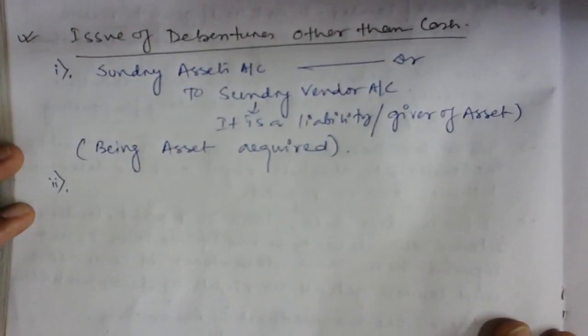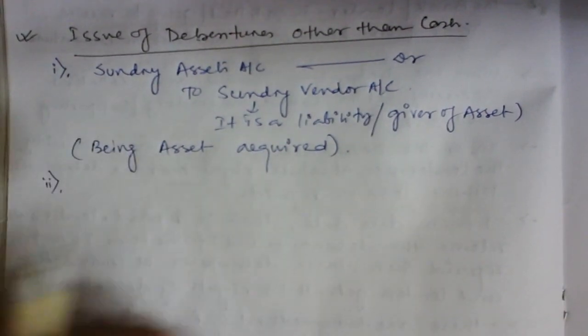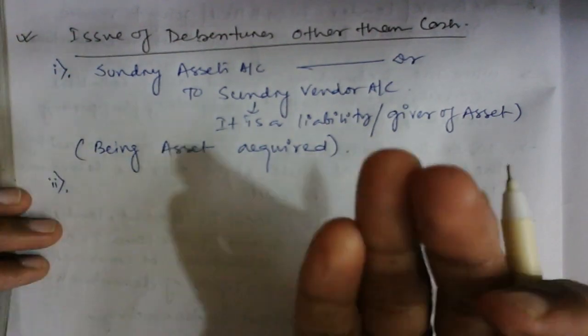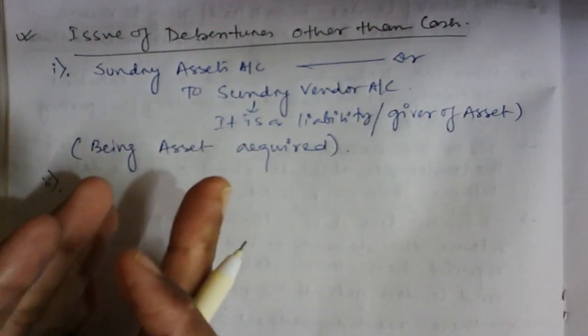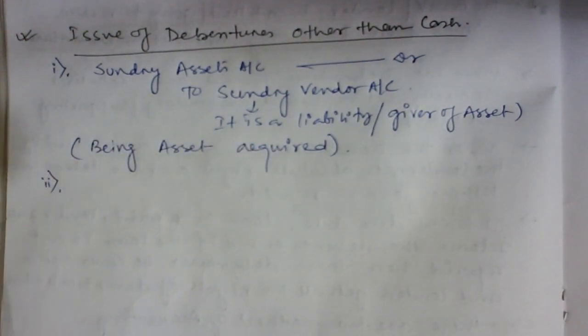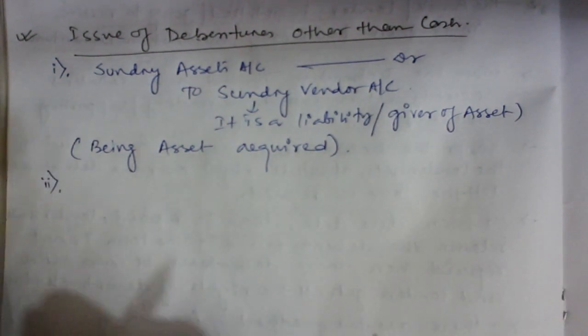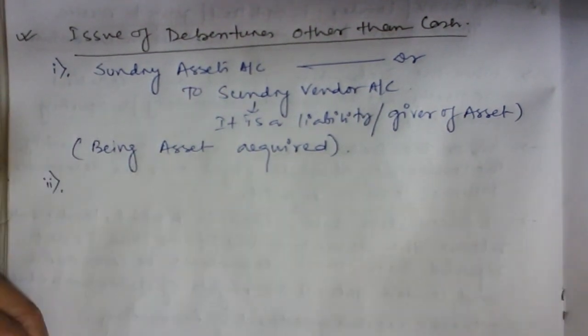Being asset acquired. Number two is that we need to issue the debenture to the vendor. So the second entry will be related to the discharge of the liability by issuing a liability. Okay, that is what the thing is.